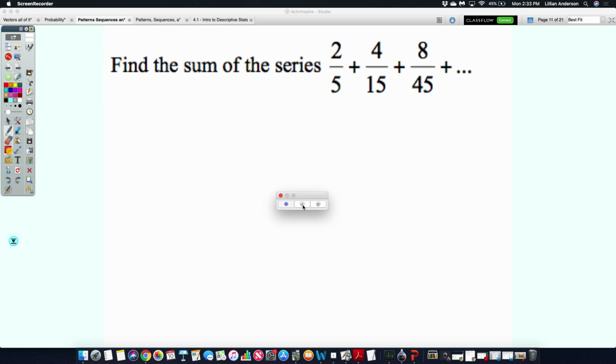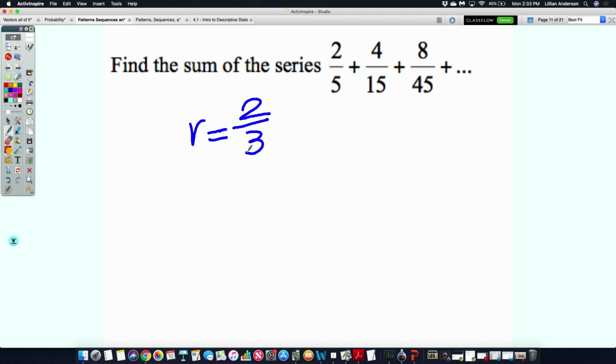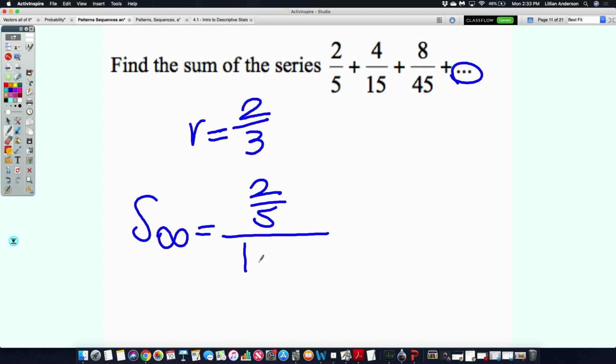Arithmetic or geometric? Geometric. What's the common ratio? 2 over 3. And it asks you to find the sum. Is this finite or infinite? Infinite. Yep, it has the ellipses and it doesn't tell you to add up how many, and there is no end here. So the formula is your first term all over 1 minus your ratio, correct? Yes. So when you simplify it and keep change flip, what do you get? 6. Simple enough, right?